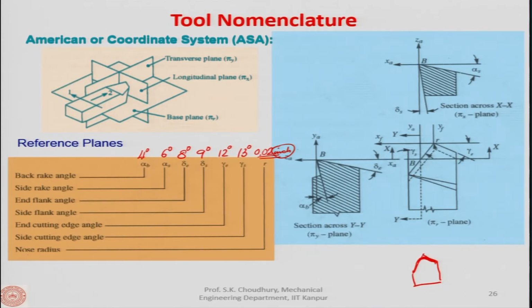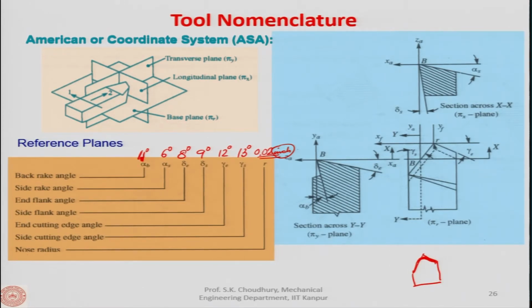So, you will not be told that this is the back rake angle, you have to read that the first angle is the back rake angle. So, the back rake angle for this tool nomenclature will be 4 degree, side rake angle will be 6 degree, end flank angle will be 8 degree, side flank angle will be 9 degree, and so on. End cutting edge angle is 12, side cutting edge angle is 13 and the nose radius is 0.02 inch. So, this is about the coordinate system.